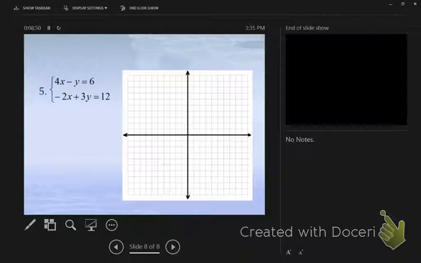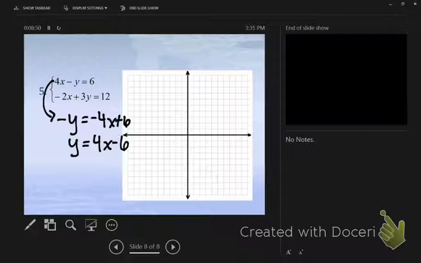For our last example, I'm going to rearrange these first. For our first one, we would have -y equals -4x plus 6. So we switch all the signs. Y equals 4x minus 6. Means I go down to -6. And then we go up 4/1.